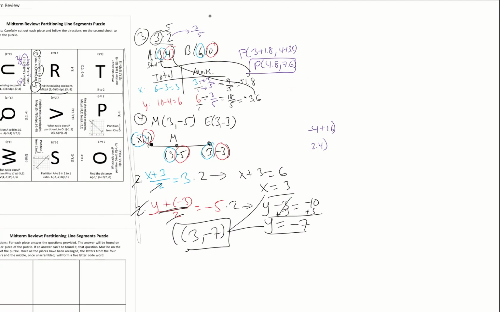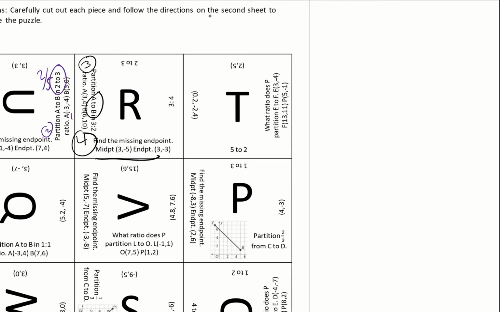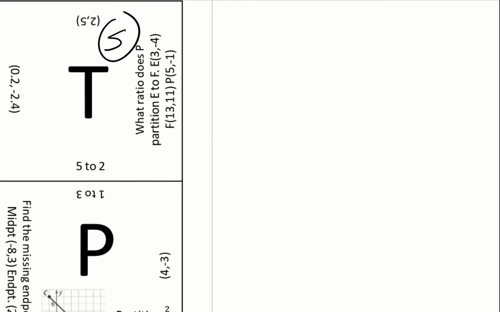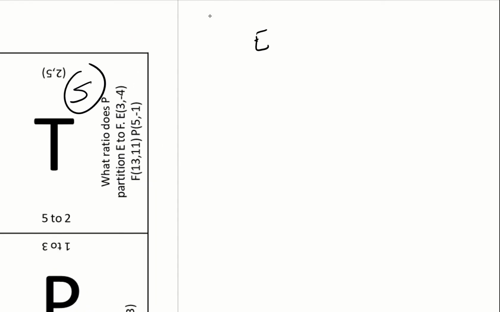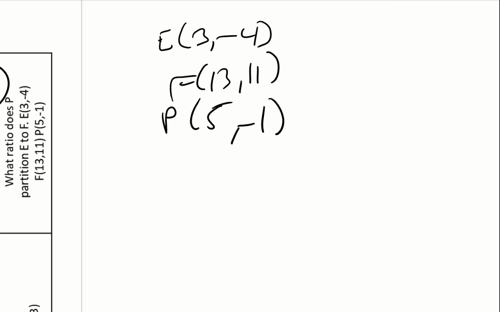I'm going to go ahead and delete these now. Start fresh. Number 5. What ratio does P partition E to F? So we have E is 3, -4. That's F, and this is P. So we want the ratio. So what I'm going to do is I'm going to focus on the x coordinates.